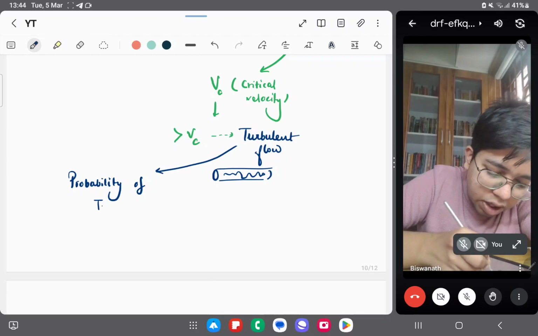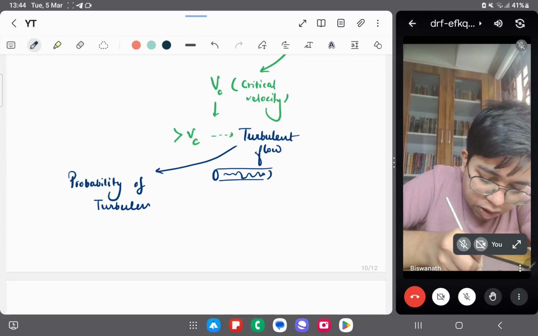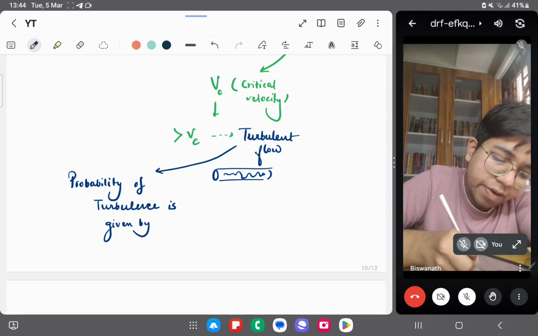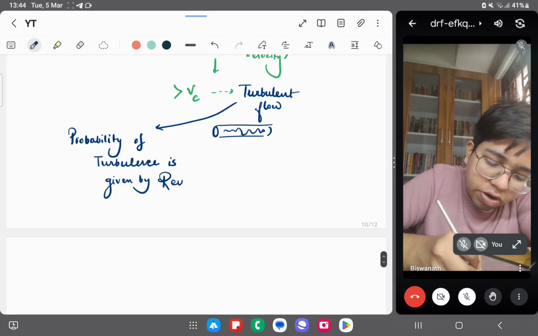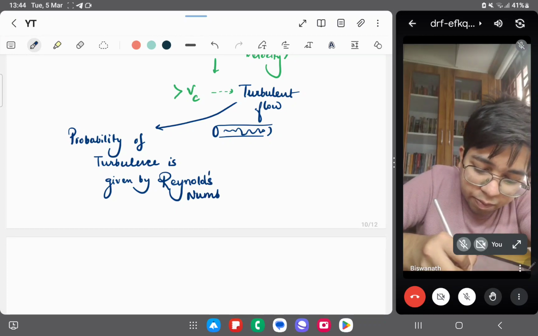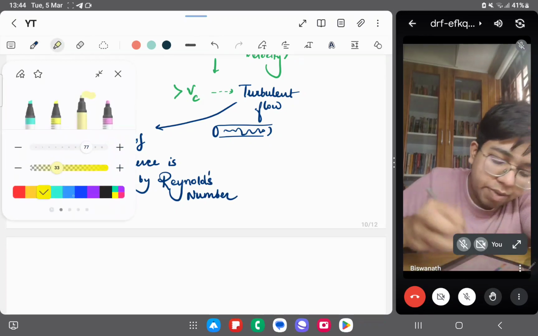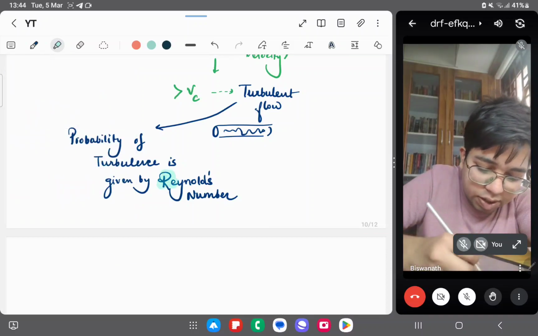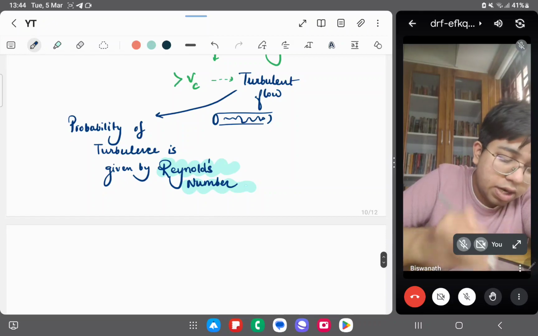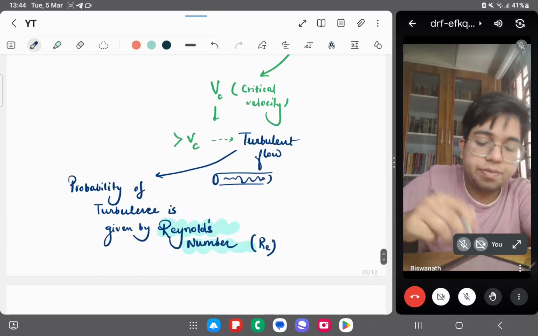And this probability of turbulence is given by the number which is called the Reynolds number. This probability of turbulence is given by the Reynolds number. Reynolds number, that is represented by RE.